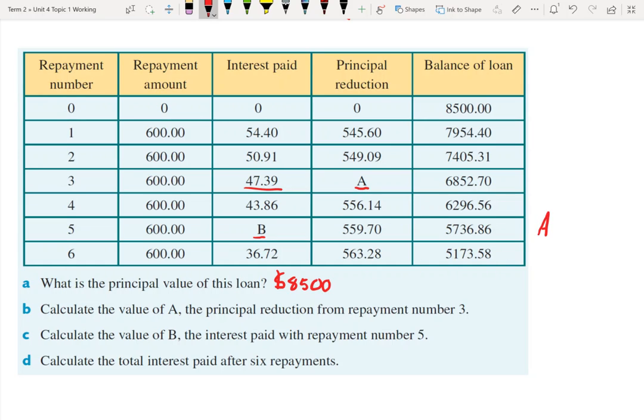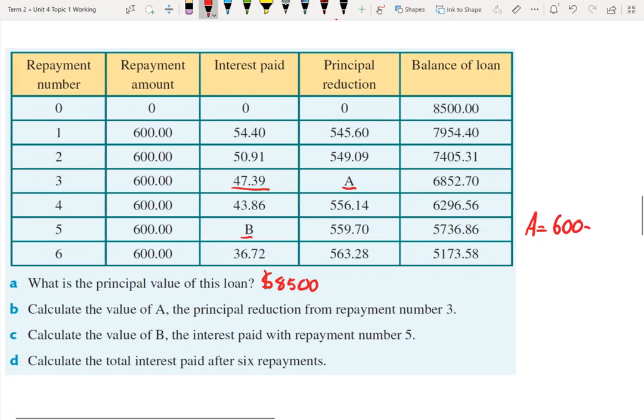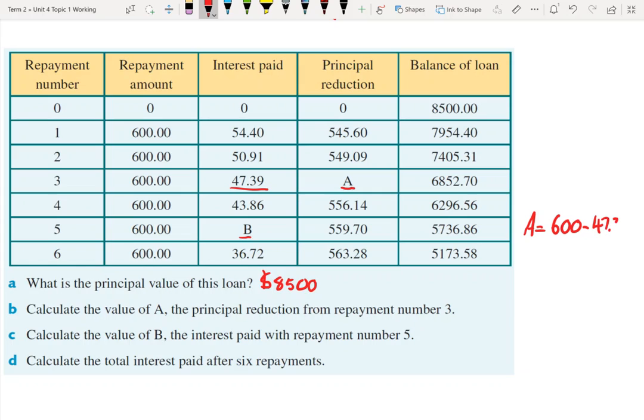So A equals $600 minus $47.39, which I'll put into my calculator and see what I get. 600 minus 47.39, $552.61. So the value of A, the principal reduction, is $552.61.